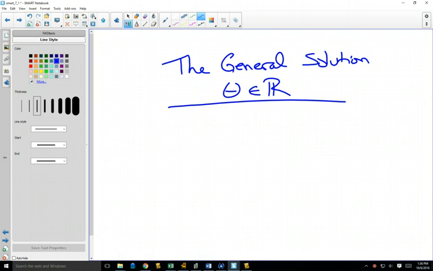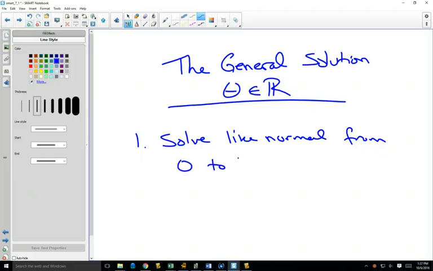When I changed it to be theta's all the real numbers, what actually happened? Well, first, you solve, I'm going to say like normal, from 0 to 2 pi, or from 0 to 360 degrees, depending if the question is in radians or degrees. But generally, if it doesn't say, it assumes that it's in radians. So step number 1, you're going to just solve it like normal. Find all of your angles from 0 to 2 pi.